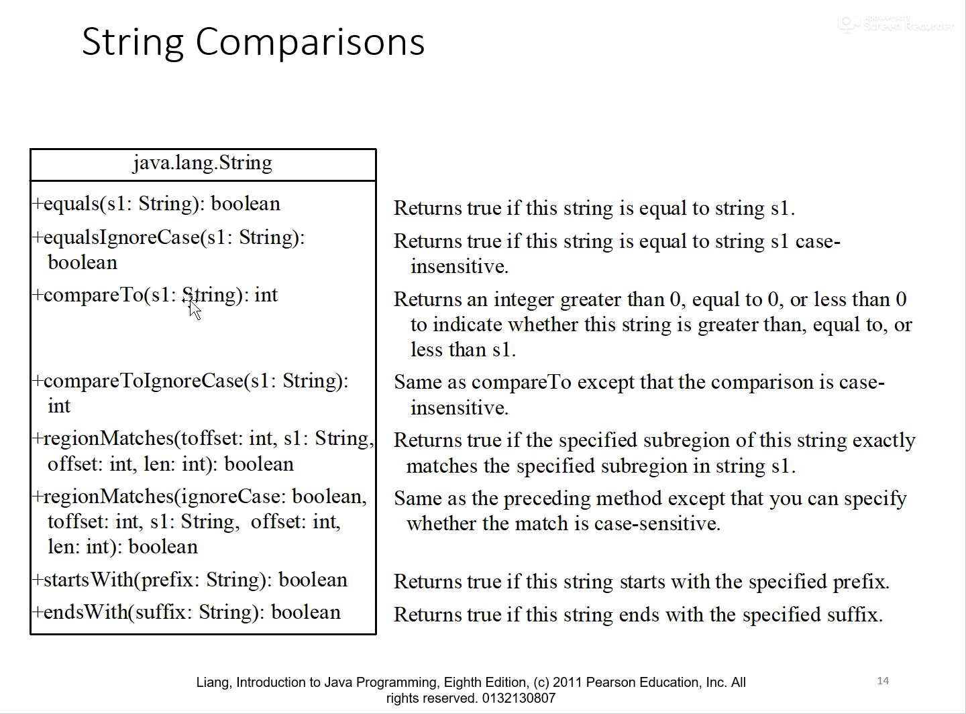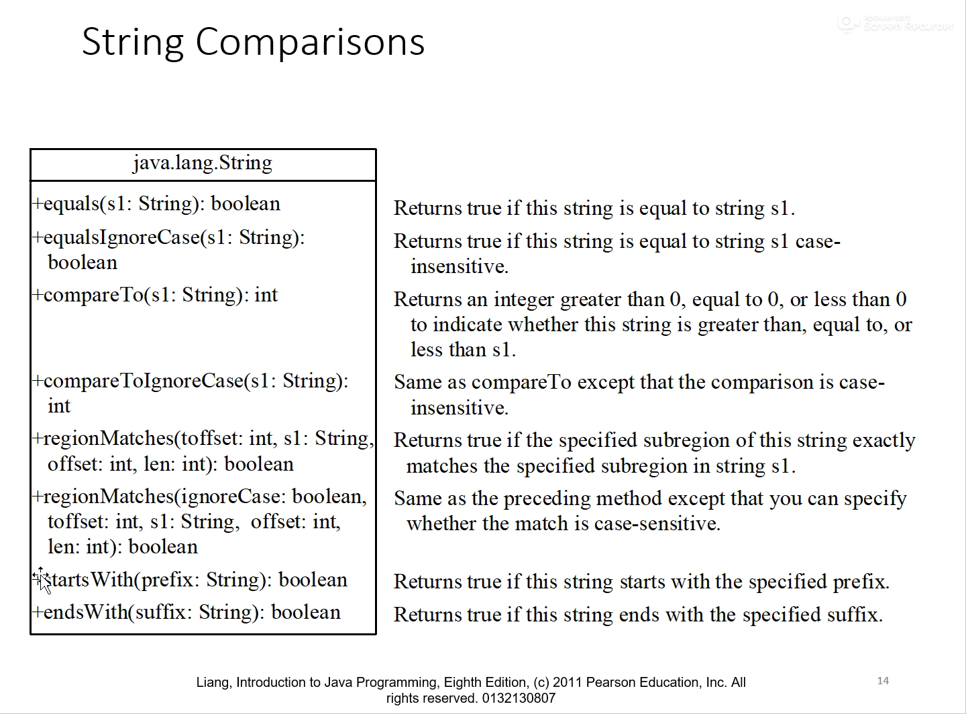The compare to method also has a variation that ignores the upper and lower case of letters in the string. So compare to ignore case, similar to the ignore case version of equals ignore case, right? Try out the region matches one. Maybe we're going to do that in class.